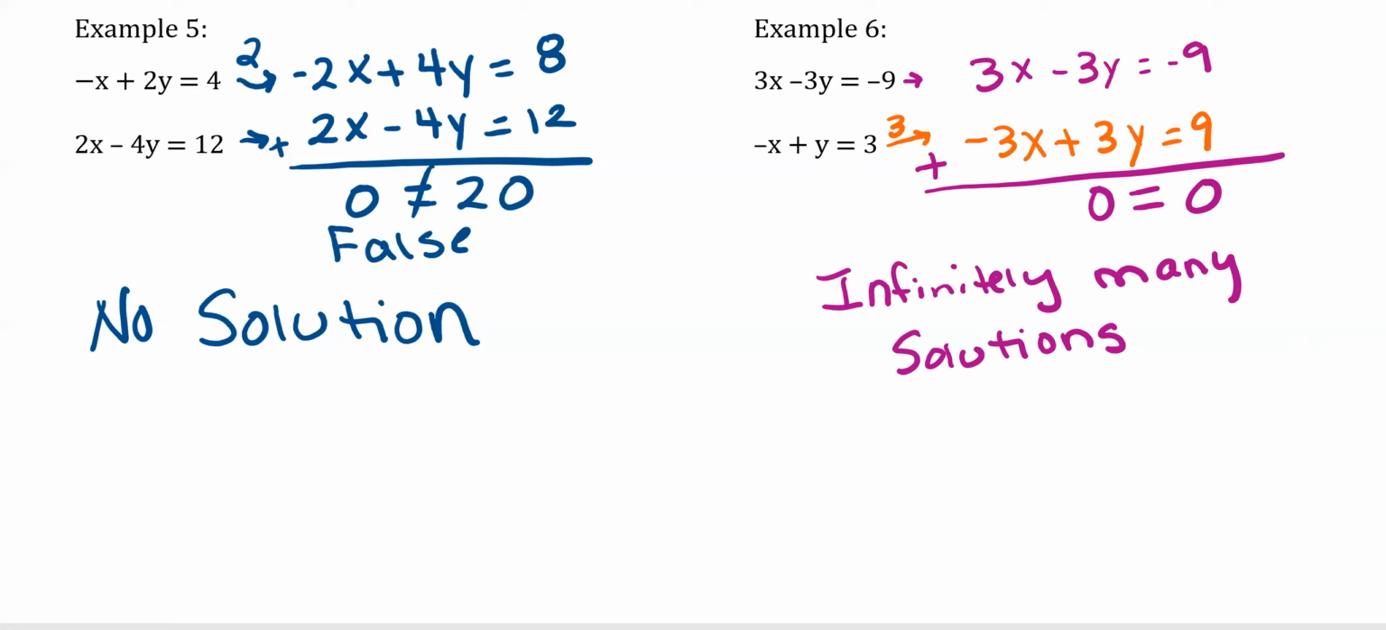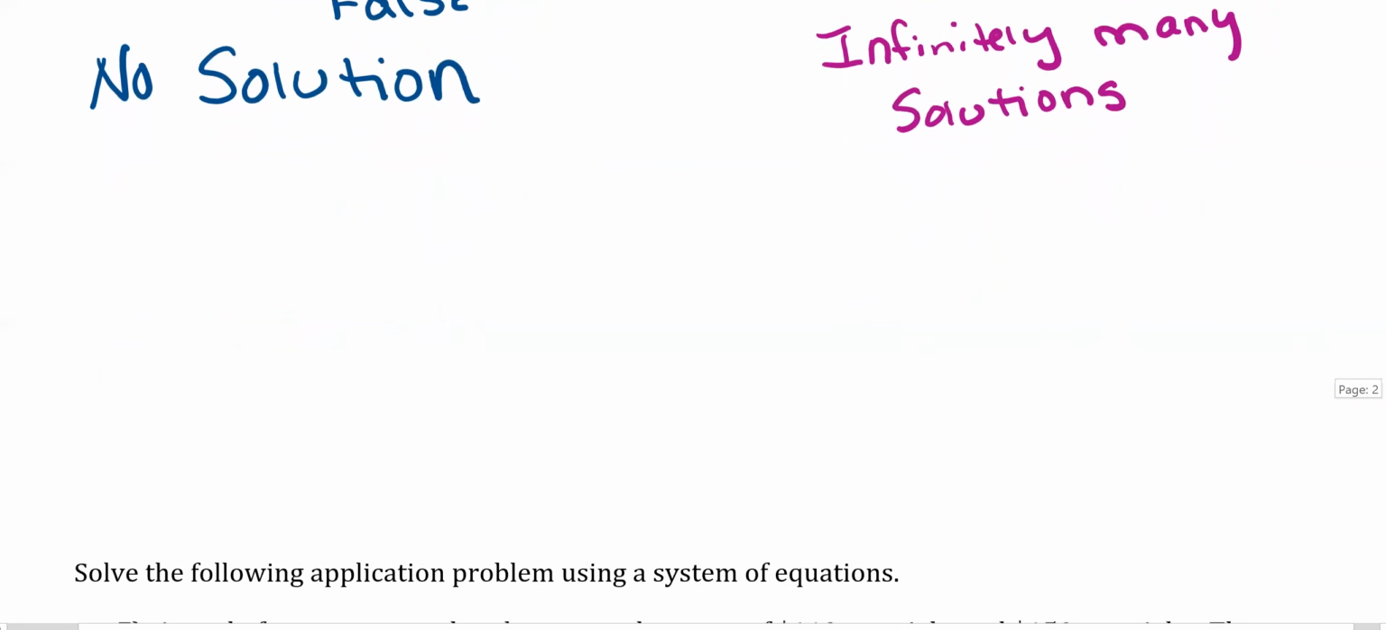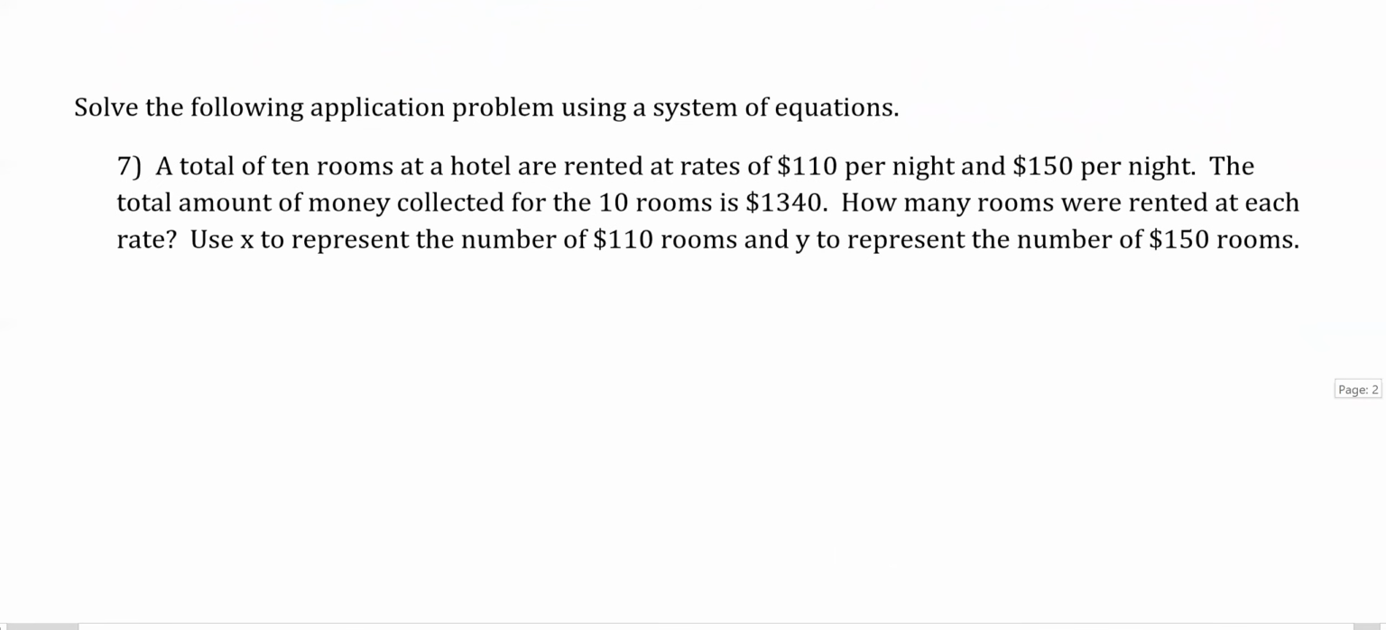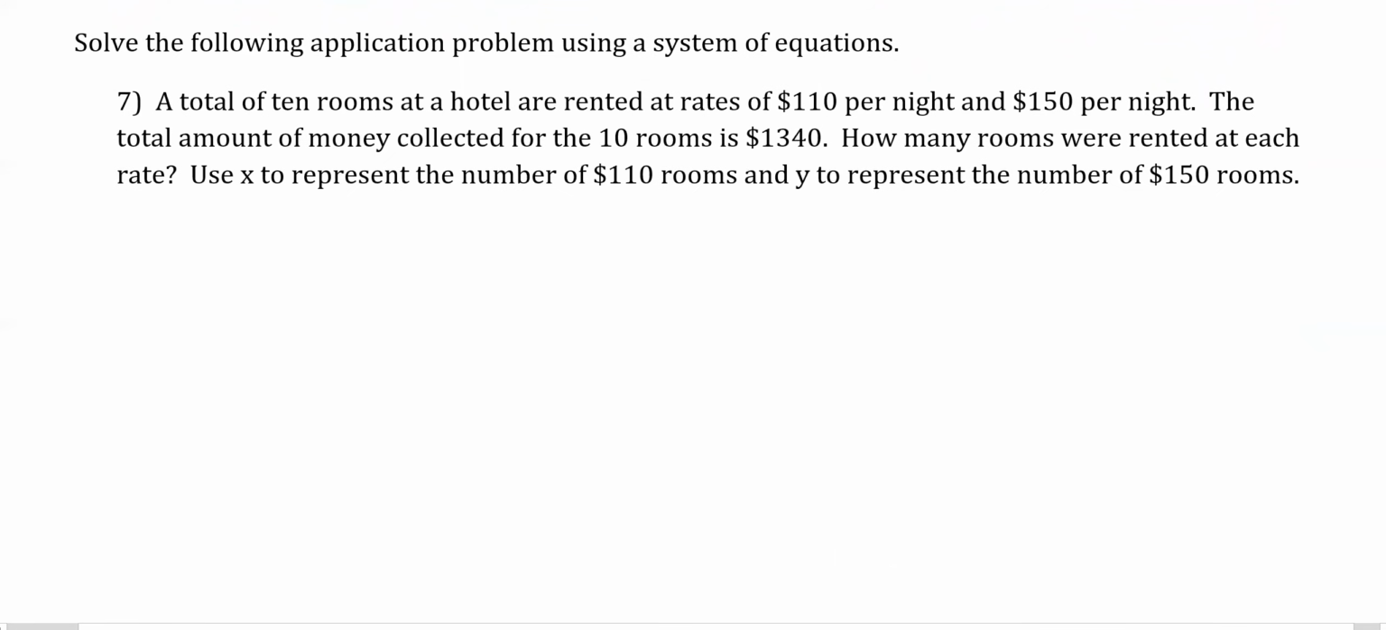And we have one more problem on this worksheet. However, in the next video, we'll have a whole bunch of application problems. But we'll go ahead and get started with this one. A total of 10 rooms at a hotel are rented at rates of $110 per night and $150 per night. The total amount of money collected for the 10 rooms is $1,340. How many rooms were rented at each rate?